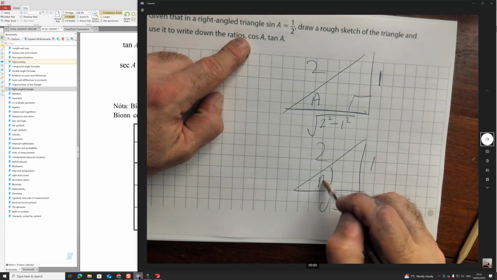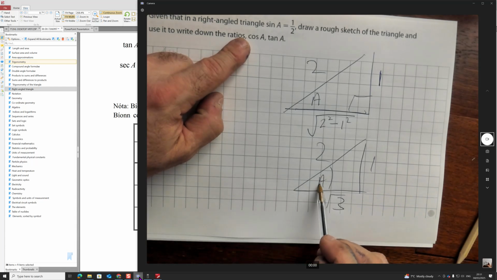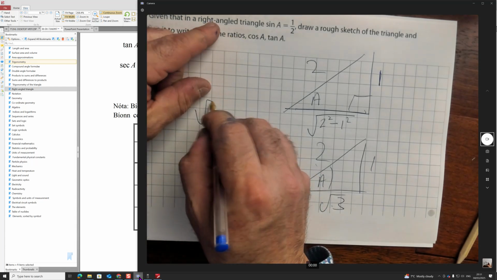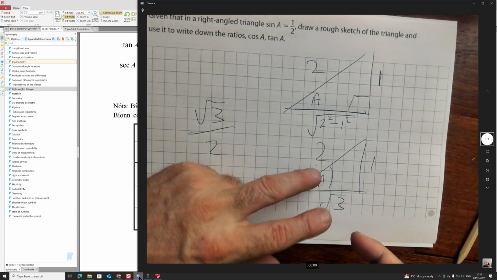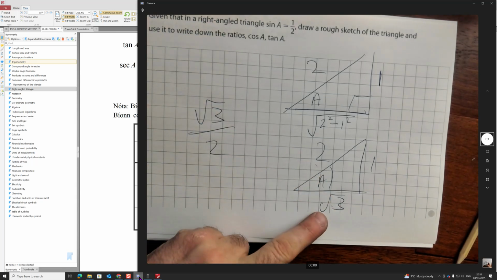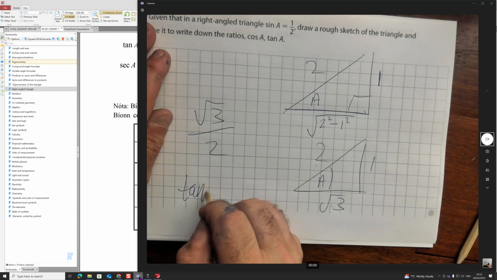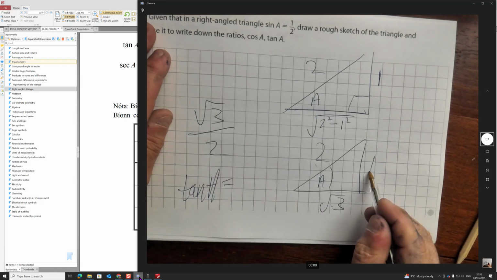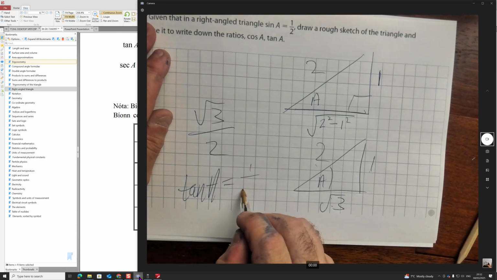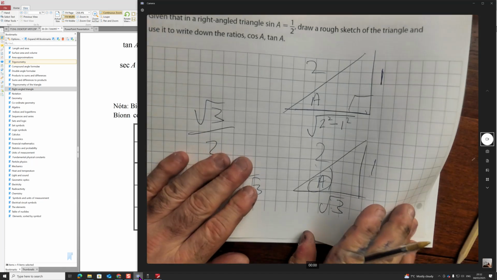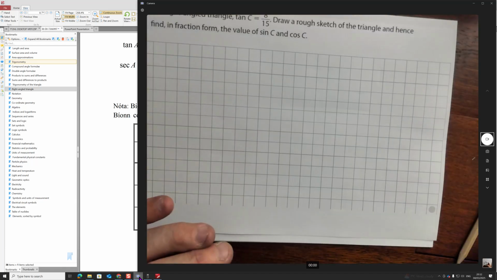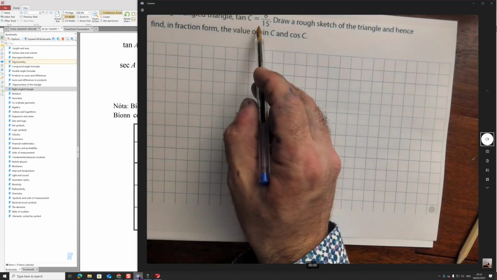Write down the cos. Well, where's my A gone? It's here. The cos of A is root 3 over 2. Now don't be tempted to do them the other way around because you think root 3 is bigger than 2. Root 3 is smaller than 2. And the tan of A is equal to 1 over root 3. It's 30 degrees by the way, but that's all going to come up in the next section.